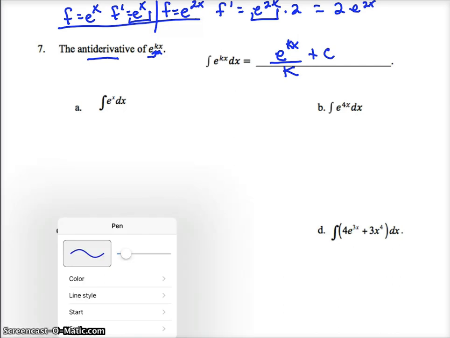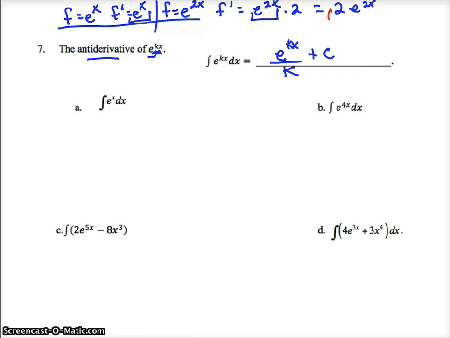For example, if 2e to the 2x is my derivative of e to the 2x, I know that to go backwards, I would have to divide by 2 in order to cancel that. So that's why we have the rule e to the kx divided by k. Remember, k is your constant.